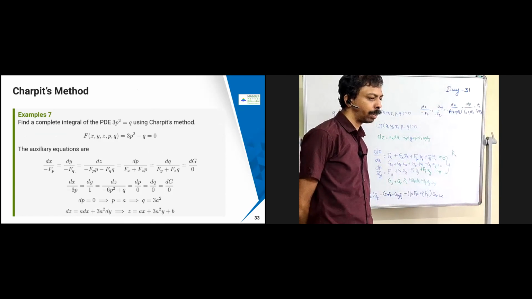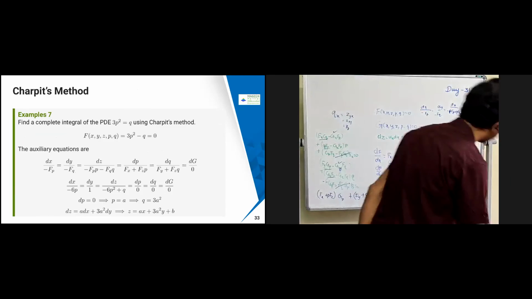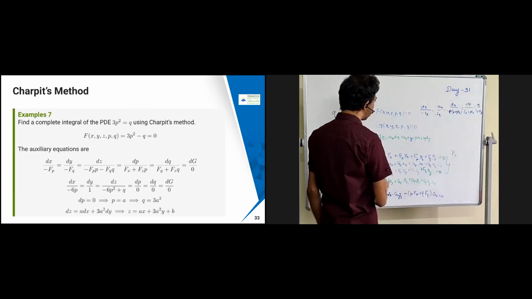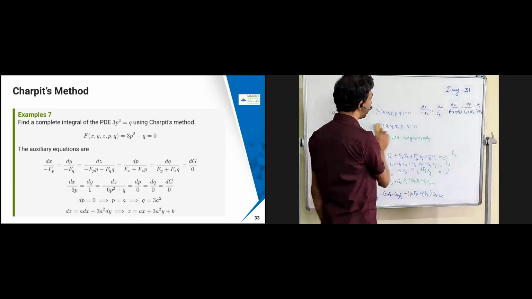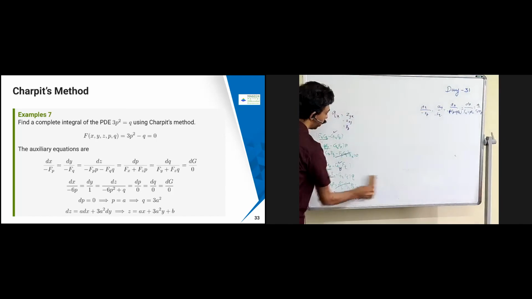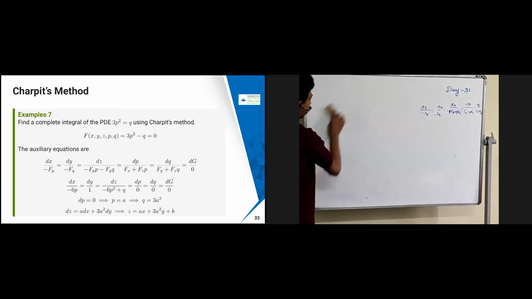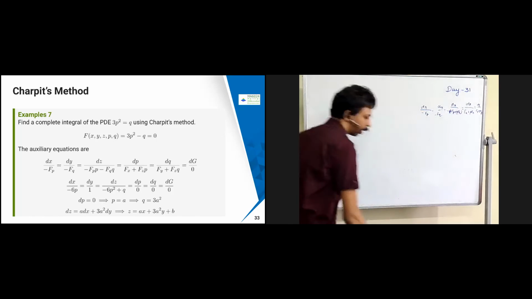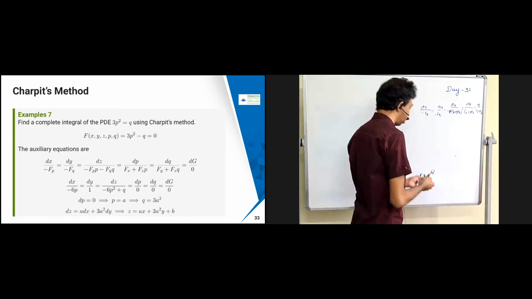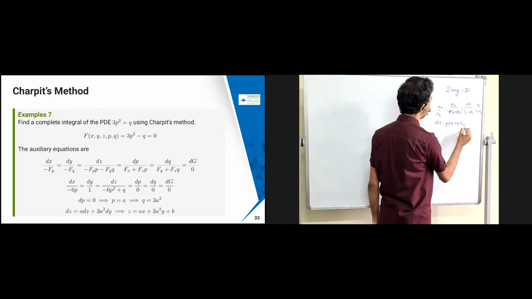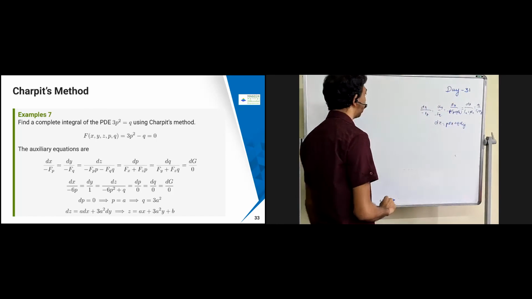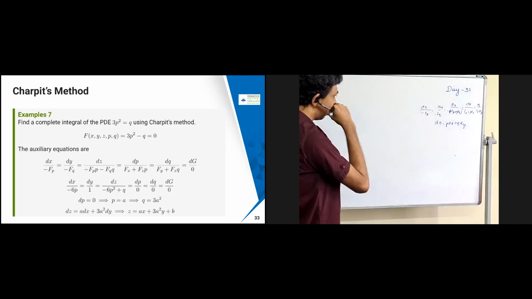Find the complete integral of the PDE 3p square equal to q by Charpit's method. We'll try to do the same thing. The only thing you need to remember is this equation, and the second equation is dz equal to p dx plus q dy, and then you integrate this one. These are the two things.